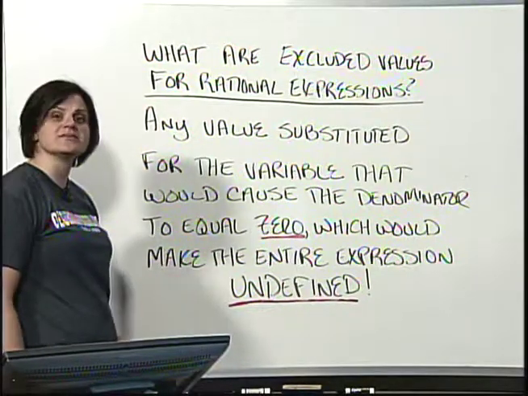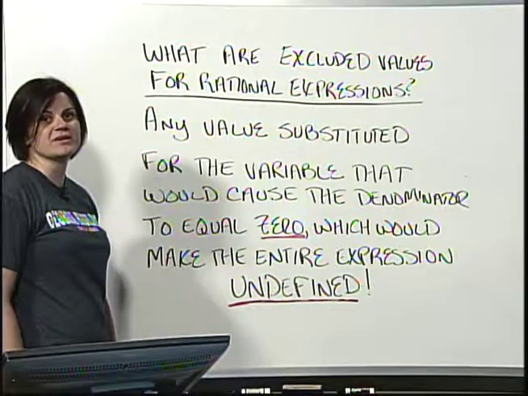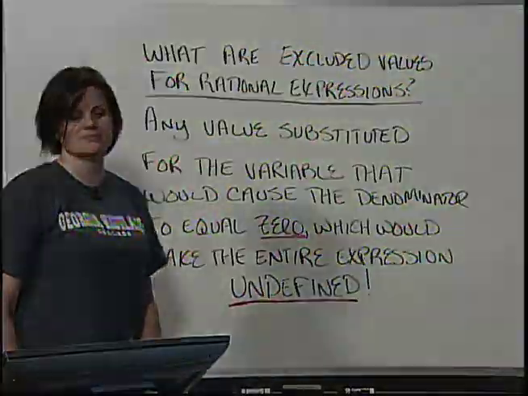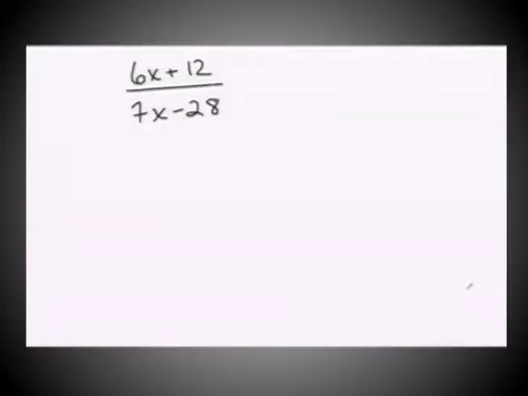Let's take a look at an example of a value that would be considered an excluded value for a rational expression. So we have the rational expression here, 6x plus 12 over 7x minus 28. And when we're talking about excluded values, we're talking about possibilities of being able to plug in for the variable. Now, if I just choose any value, let's say 0. So I want to test the value x equals 0.